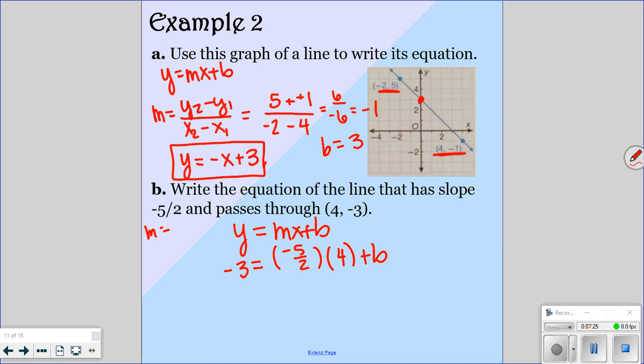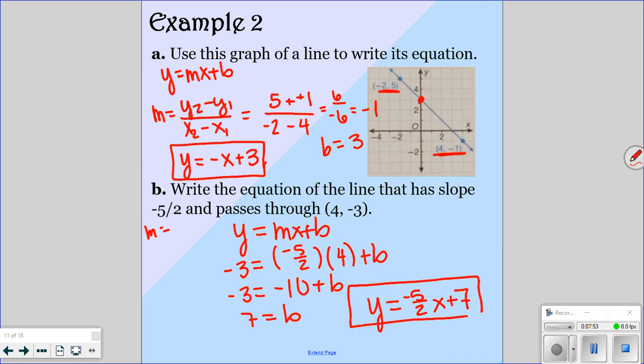So we're just going to solve this equation. -3 would equal -5 times 4 is -20, but divided by 2 is -10, and then plus b. So add 10 to -3 to make 7 for your b value. So your equation would be y equals -5 over 2x plus 7.